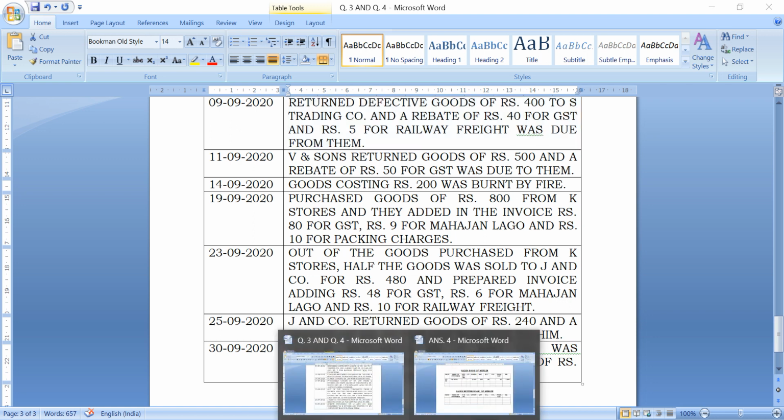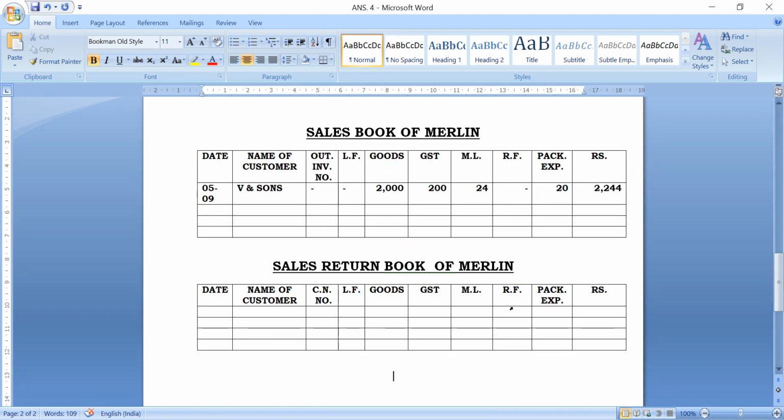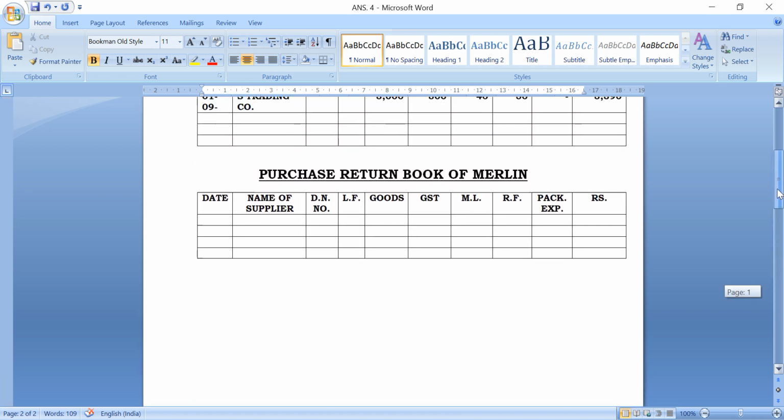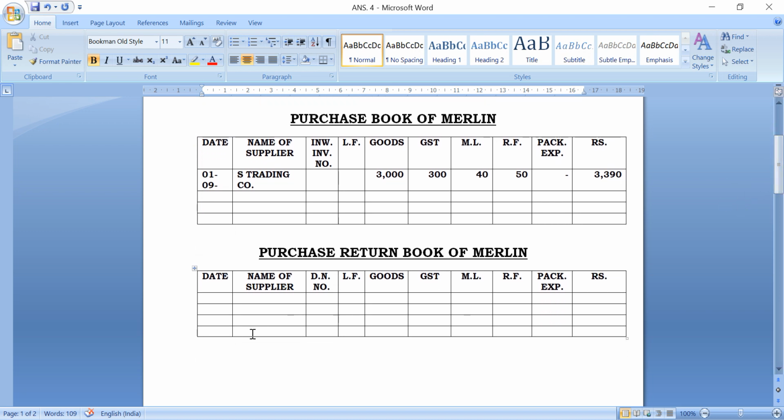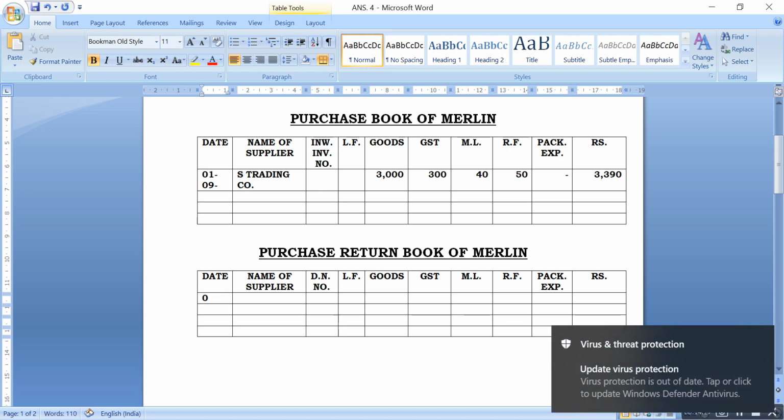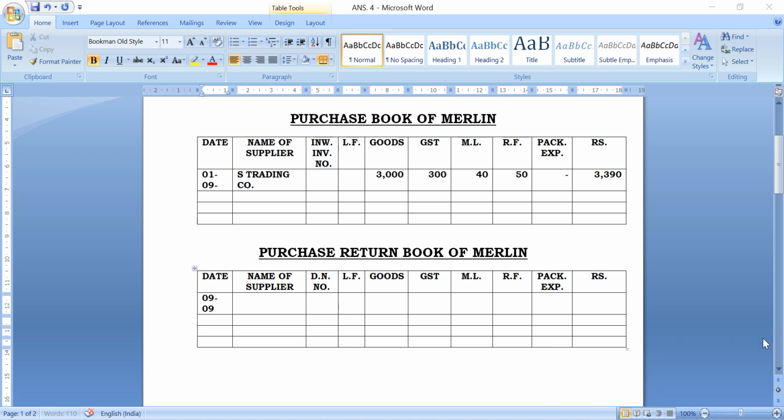Now let us see whether we made purchases from S or sale. Sale we have made to V, V and Sons. Refer purchase. Yes, here it is. S Trading Company. We had purchased and now we are returning. So that will become purchase return, and you have the purchase return book on your screen right now. Date 9th of September. Okay.